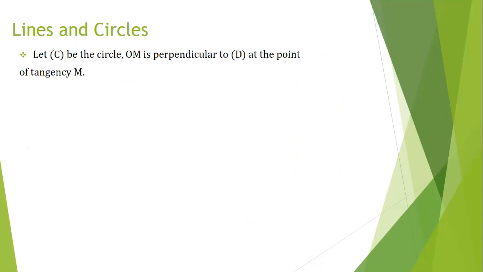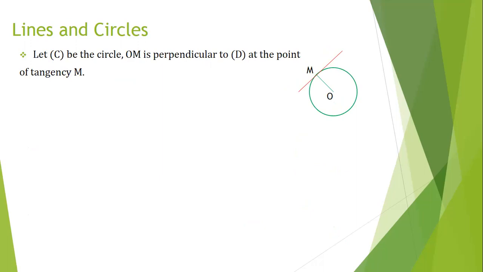Now, let's look at the figure. Let C be the circle. We can see that OM is the radius. And a quick reminder about the radius. A radius is a straight line from the center of a circle to a point on the circle. And a radius can tell you the circle's size.